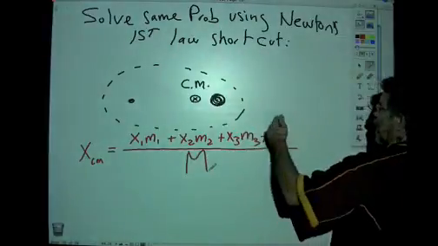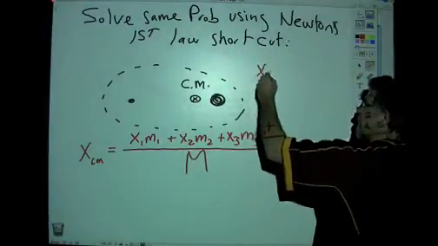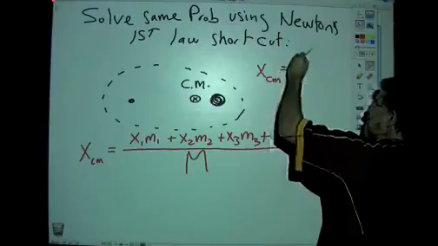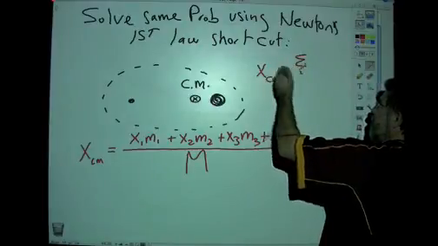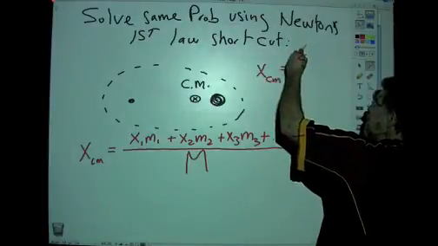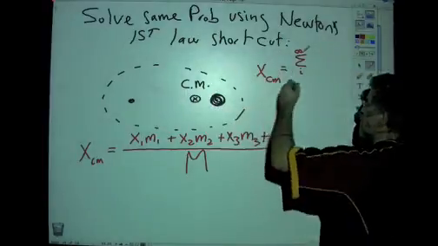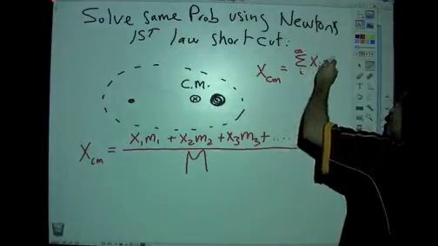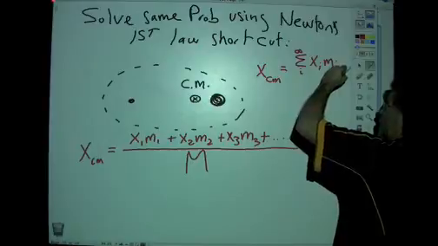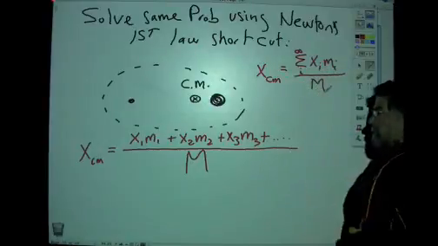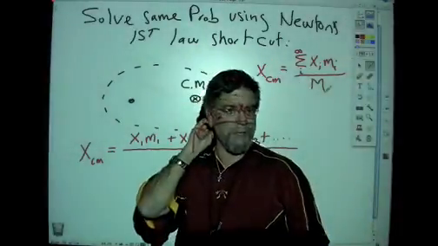Now, a shortcut way of writing this, in case you're interested, the pocket version: x center of mass is the summation from i to infinity. You can have an infinite number of particles here. It would be xi mi all over the entire mass of the whole system put together.